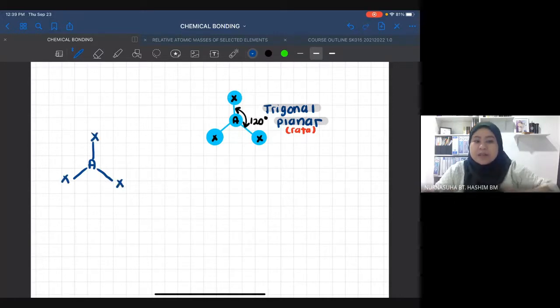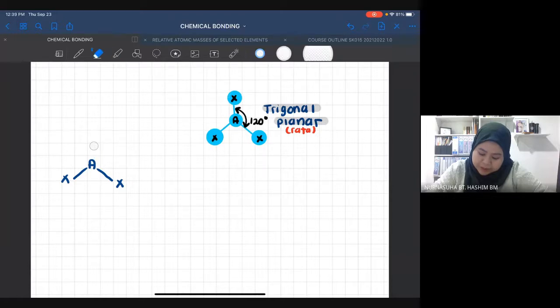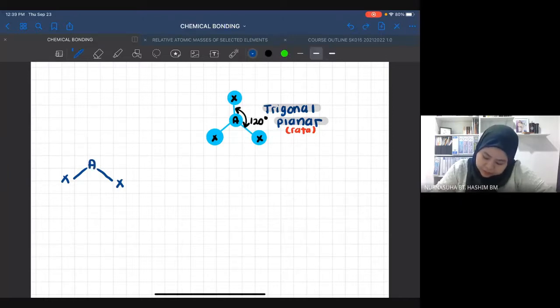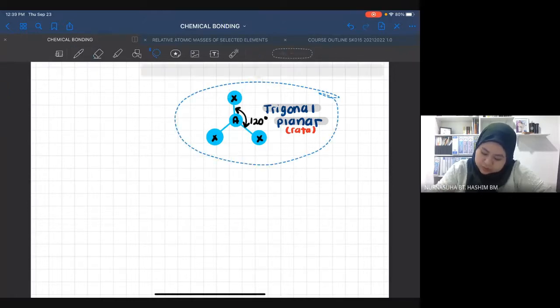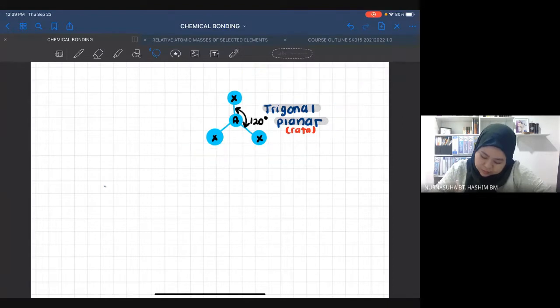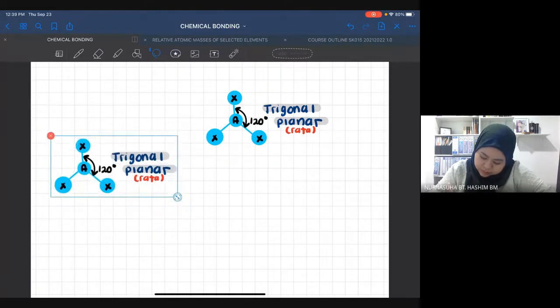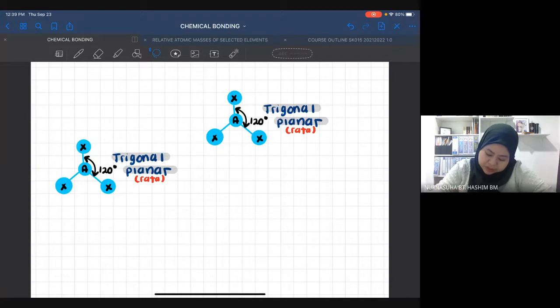Okay, if you have three surrounding atoms, so the shape is Trigonal Planar. Let's say I have one lone pair. So kalau ada satu lone pair, kita padamkan satu bond tu. So tengok shape dia sekarang. Yang ni kena tambah dalam nota you sendiri ya.